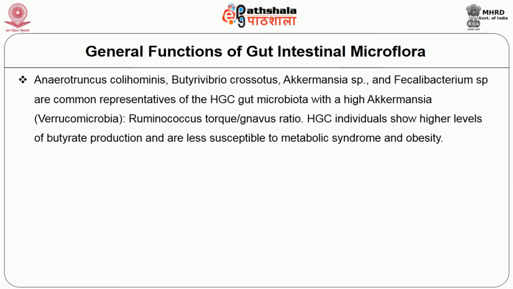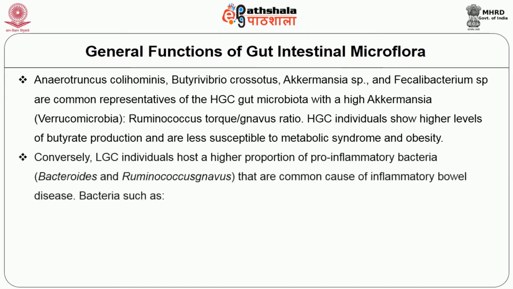See, this is the beauty: you could check the species of the bacteria and come to a conclusion about what sort of problem a person may have in future, which you could predict by looking at the bacterial species. Conversely, LGC, that is low gene count individuals, host a higher proportion of pro-inflammatory bacteria, that is Bacteroides and Ruminococcus gnavus, that are common causes of inflammatory bowel disease.